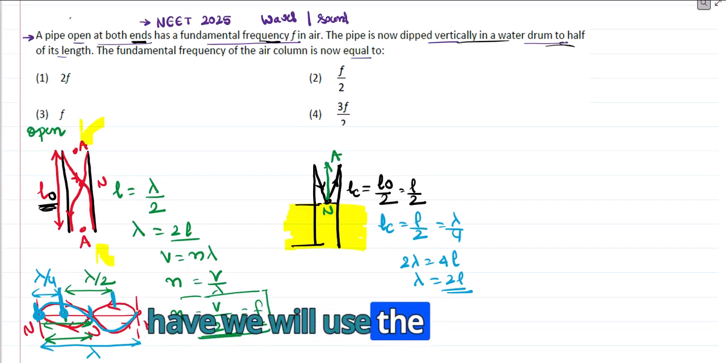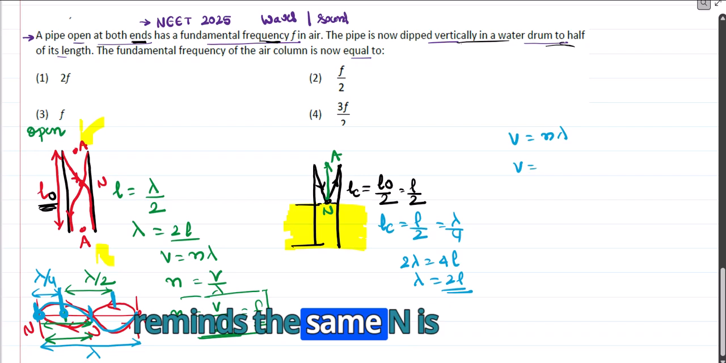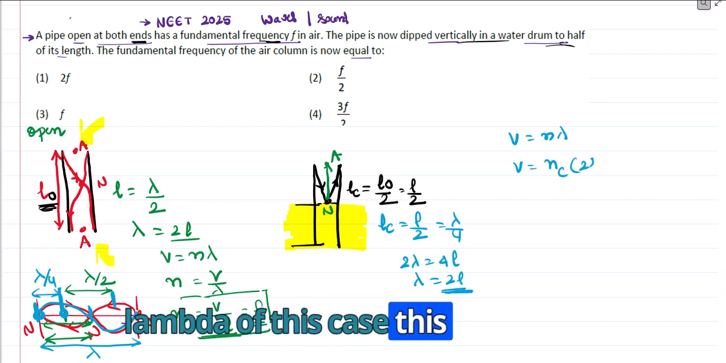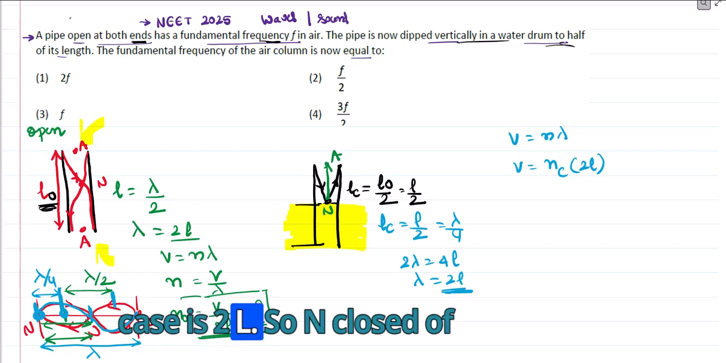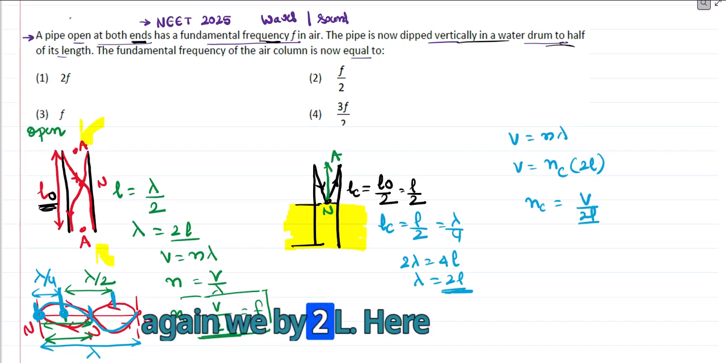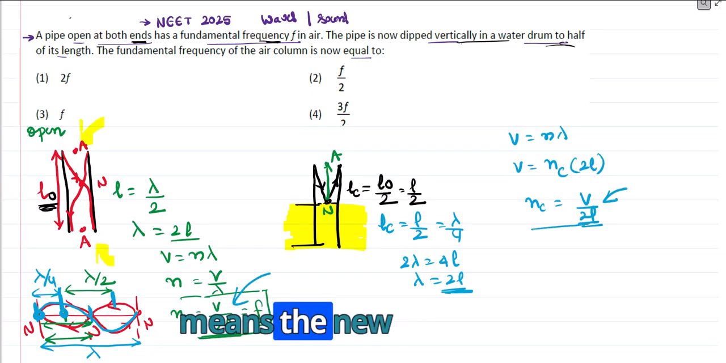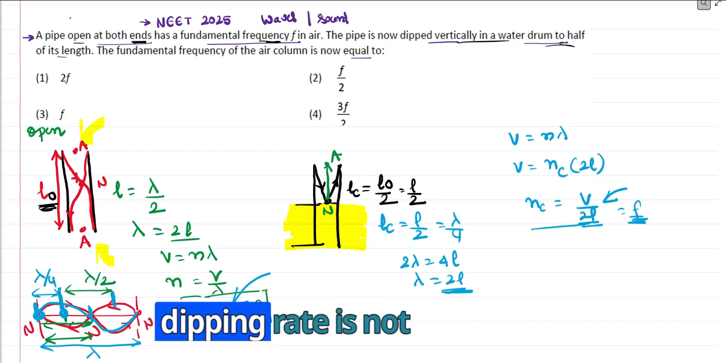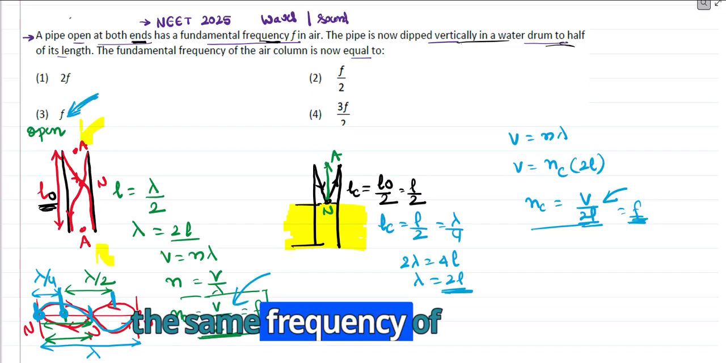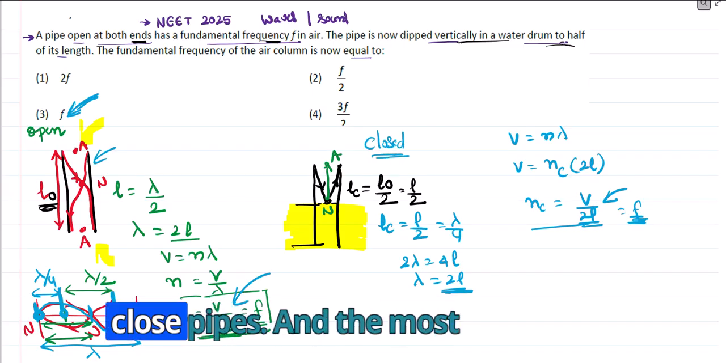Now again we'll use the same formula, V equals N lambda. V remains the same, N is N closed, and lambda is the lambda of this case, which is 2L. So N closed of the closed pipe in the fundamental mode is again V by 2L. Here also V by 2L, here also V by 2L. That means the new frequency, after dipping it, has not changed, and it is actually the same frequency as the open pipe itself. So this is how we have to handle open pipes and closed pipes.